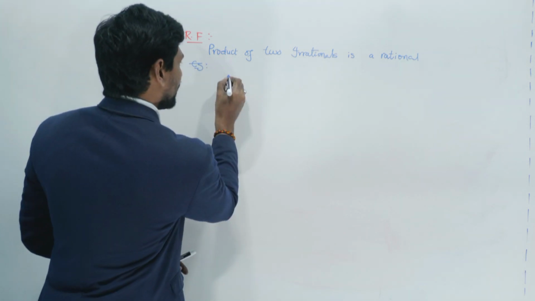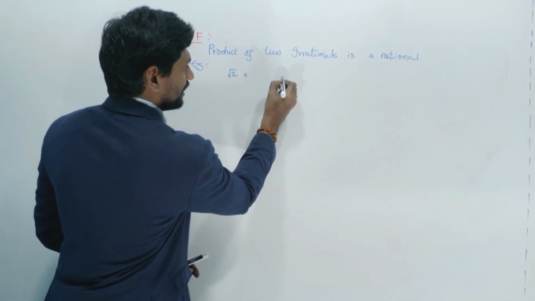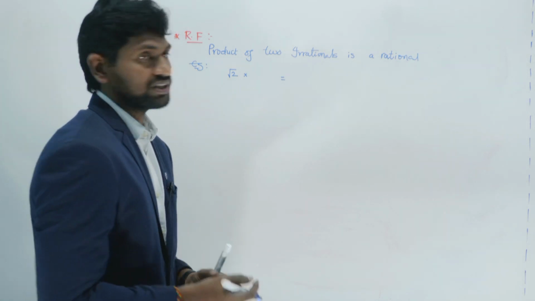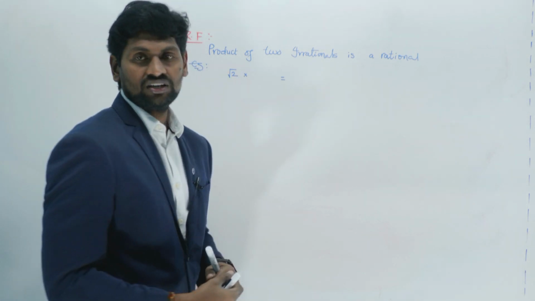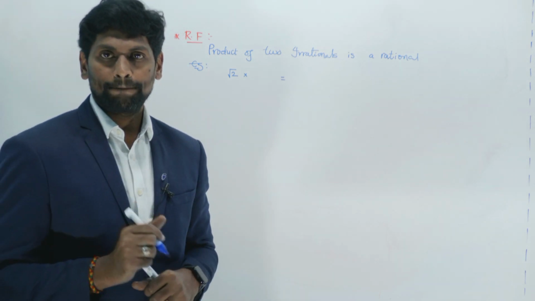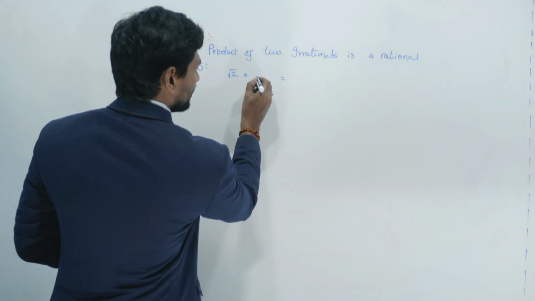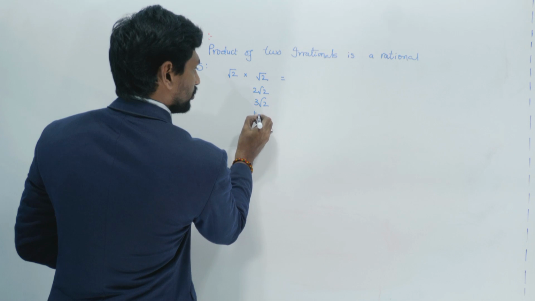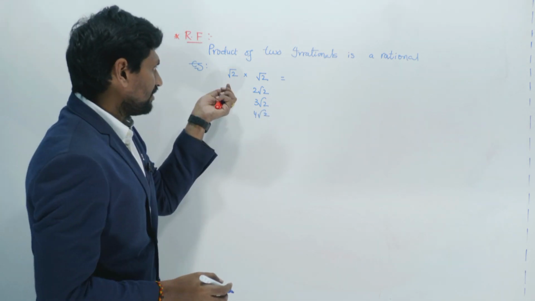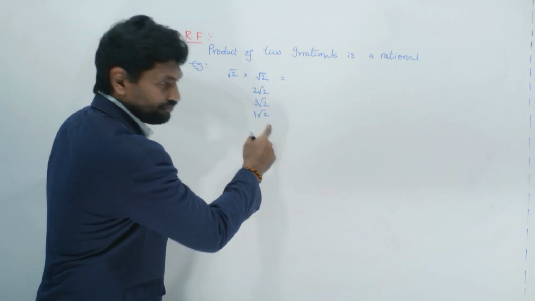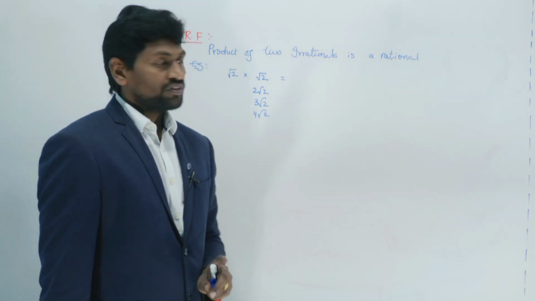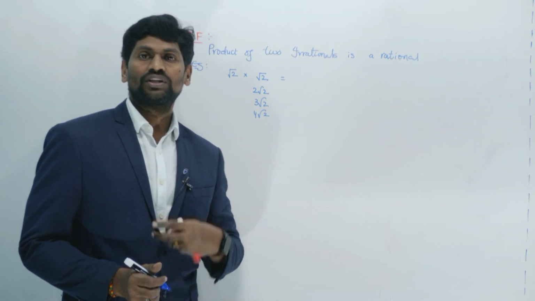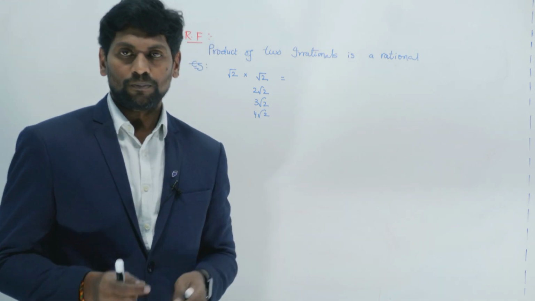For example, if you take root 2 and multiply it with some other number and we get a rational number, then root 2 and this number are rationalizing factors of one another. We can multiply root 2 with 2 root 2, 3 root 2, 4 root 2. If you multiply the first number root 2 with any one of these numbers, it will be a rational number only. That means we have more than one rationalizing factor for root 2.